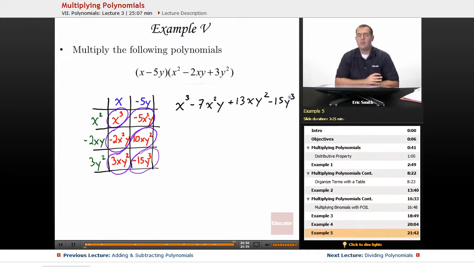Remember, at its core, when you multiply polynomials, you just have to make sure that every term gets multiplied by every other term, and really use these techniques such as FOIL or a table to help you organize all of those terms.